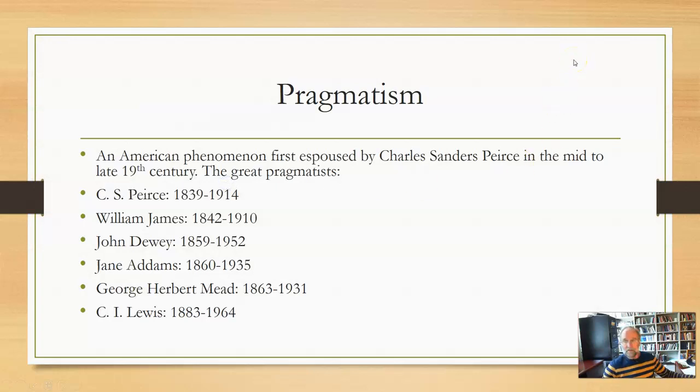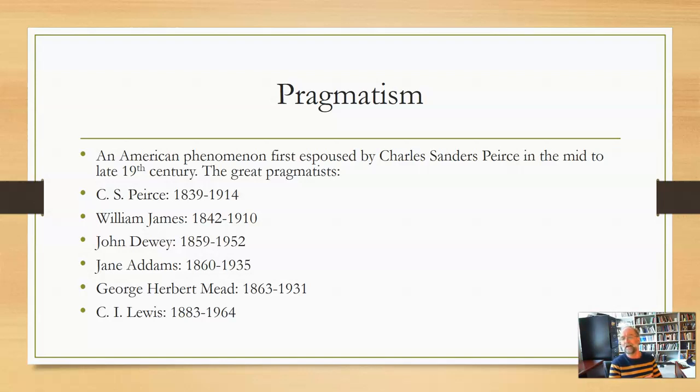Pragmatism is an American phenomenon that was first espoused by a fellow named Charles Sanders Peirce. That's pronounced Peirce. It's spelled kind of funny. It's not Pierce. In the mid to late 19th century. Following Peirce, William James was the one who popularized his view. Then we have the other great pragmatists on the timeline: John Dewey, Jane Addams, George Herbert Mead, and C.I. Lewis. Really, the big ones are Peirce, James, and Dewey for most of us, but nonetheless, depending on who you're talking to.